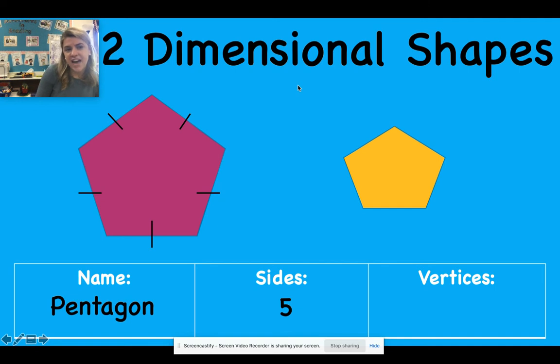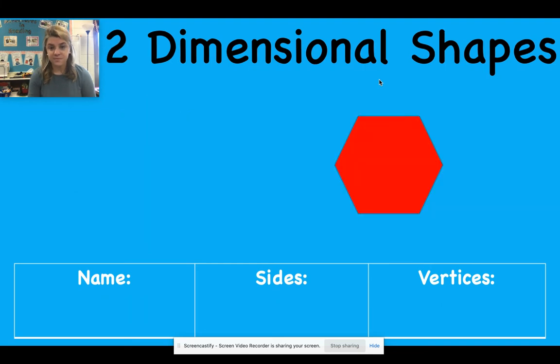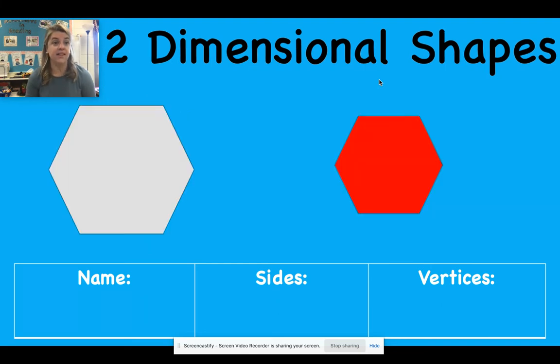If it has 5 sides, how many vertices do you think it's going to have? Let's check to see if your prediction was right. 1, 2, 3, 4, 5. It has 5 vertices as well. Very good. So a pentagon is a shape that has 5 sides and 5 vertices. All right? Now, look at this one.